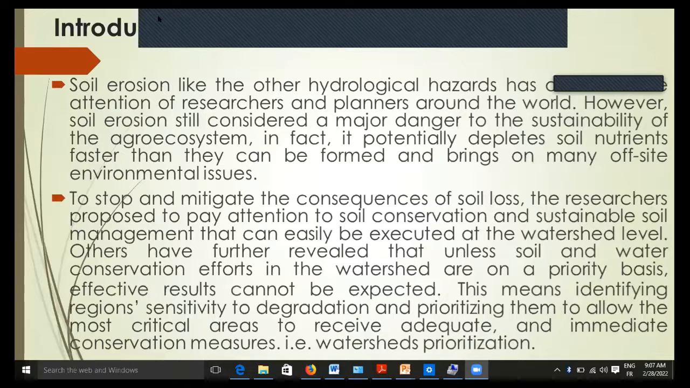The watershed serves as the hydrological unit for proper planning and management. However, without prioritization, effective results cannot be expected. Thus, they recommended identifying regions sensitive to erosion. This is commonly referred to as watershed prioritization, which consists of dividing the large catchment into sub-watersheds and investigating each independently, so that the critical sub-watershed gets high priority in terms of conservation measures.